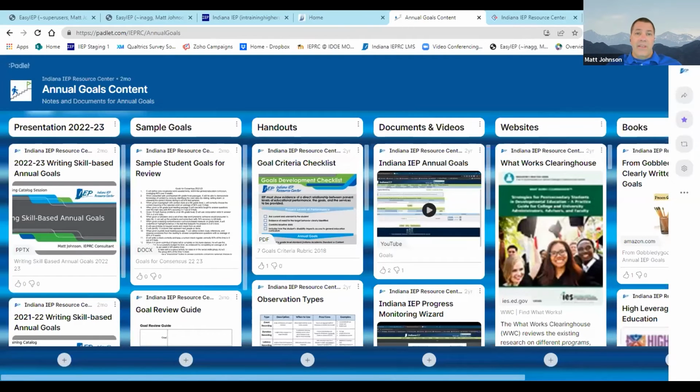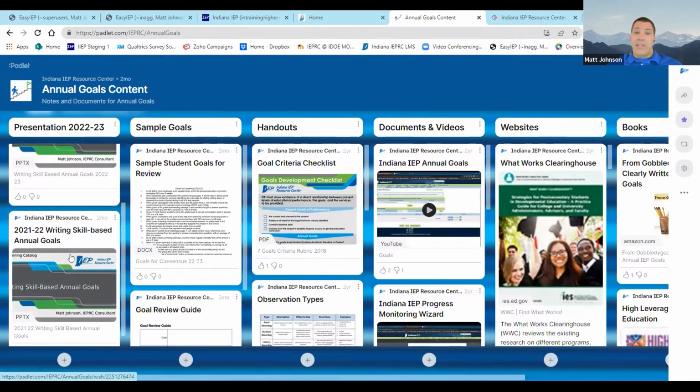So this is the Padlet that we have put together for the annual goals piece. On the left-hand side, you'll find all of our presentations. This is this current school year's presentation we put together. This is the previous. There's lots very similar, but there's some details that are different as we develop some changes as we go through implementing these different presentations.